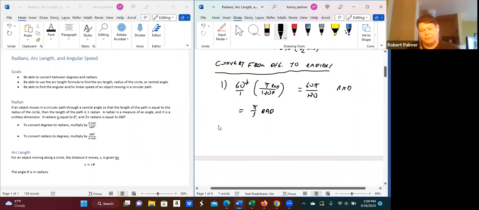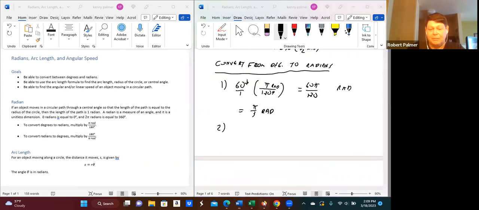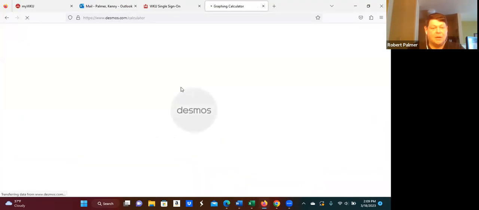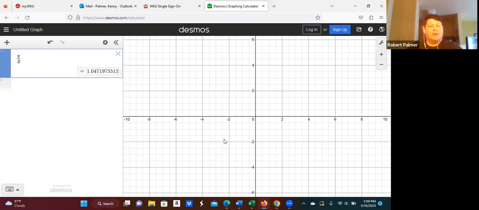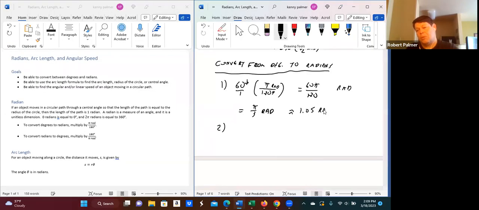Let's look at another one. Also, let's mention, if you want to approximate this, which you can, let's go to Desmos and approximate any of these. It depends on what you want to be given in. Now, actually do pi on here. All I have to do is type pi, then divided by 3. And so that's approximately 1.05 radians, as a decimal.